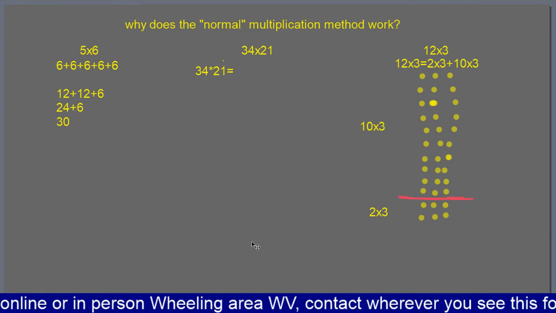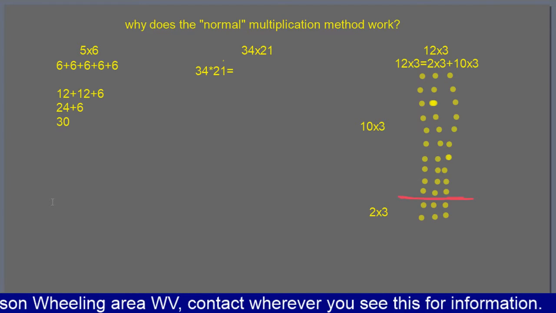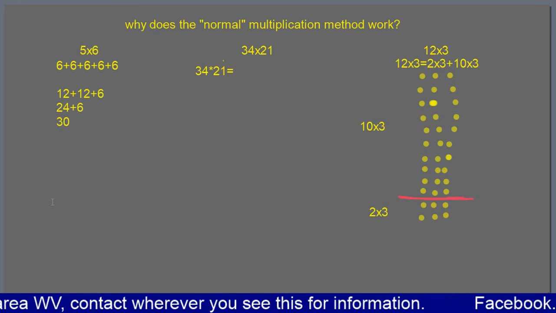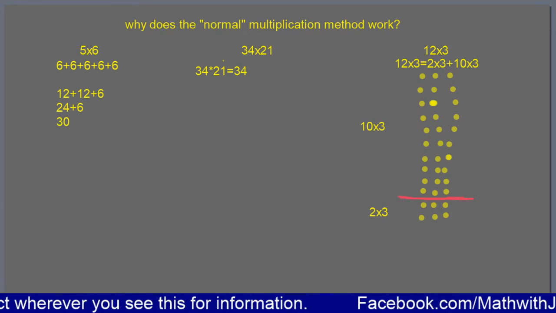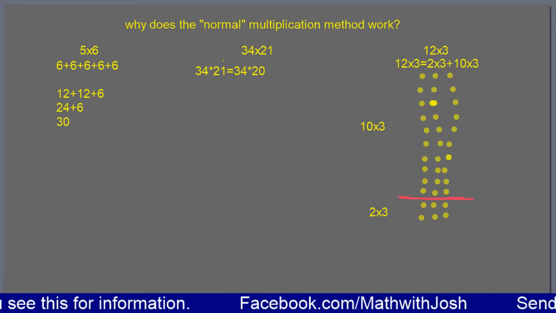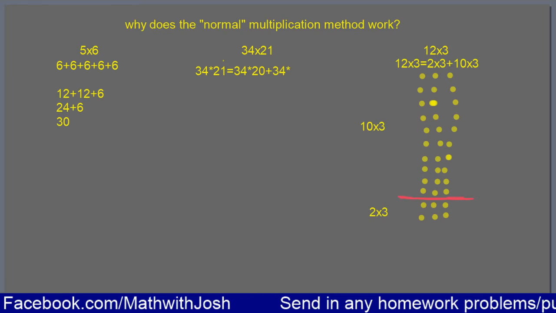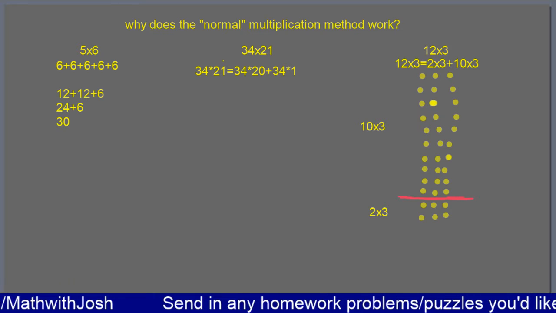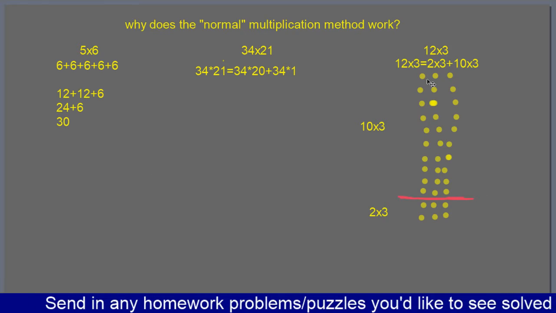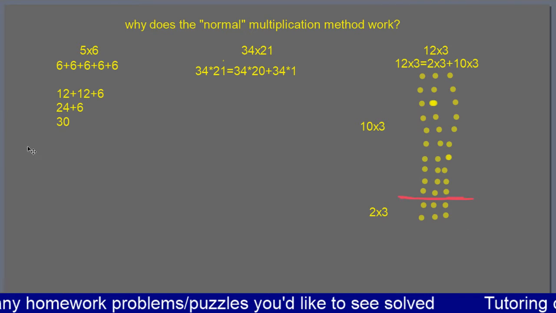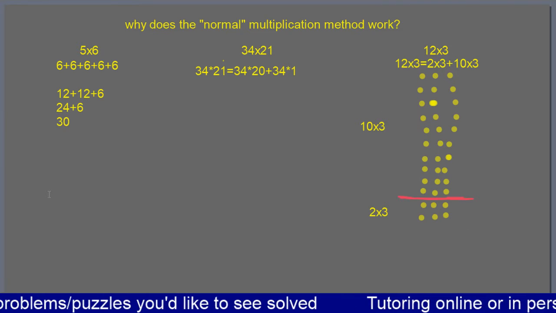we can actually break that up in a similar way. Now in this case, I'm going to break this up into 34 times 20 plus 34 times 1. Now if you notice, compared to the problem we just did, this is sort of like I'm drawing a vertical line instead of a horizontal line.